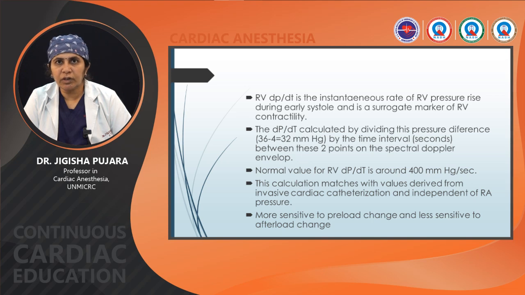Normal value for RV dP/dt is over 400 mm Hg per second. This calculation matches with the value derived from invasive cardiac catheterization and is independent of the RA pressure, more sensitive to preload changes and less sensitive to afterload changes.